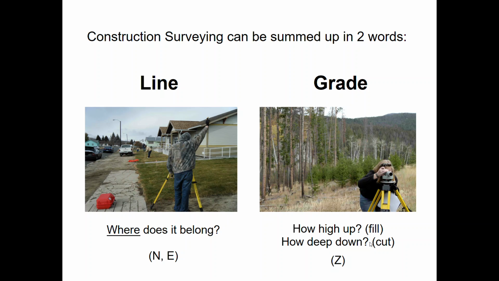You're familiar with this from last semester's surveying course. Line was simply an expression of a northing and an easting position of a coordinate. And the grade is the z coordinate, the elevation. So we're going to use the same tools that we learned last year. We're going to use a total station and we're going to use an auto level.